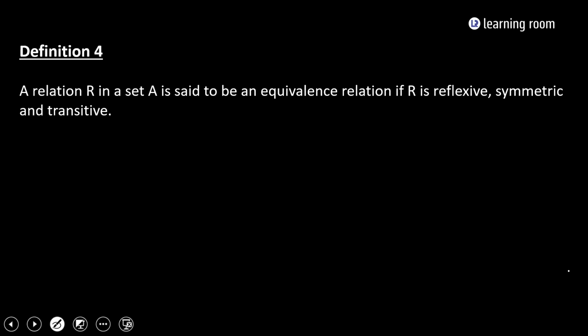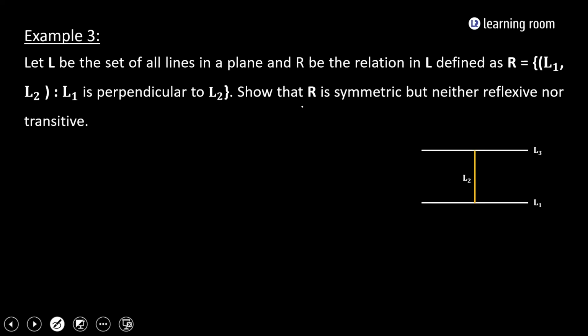So if a relation in set A is reflexive, symmetric and transitive at the same time, then it is called an equivalence relation. Having this in mind, let us look at this example. This is also an NCERT one. Let's do it a little fast.